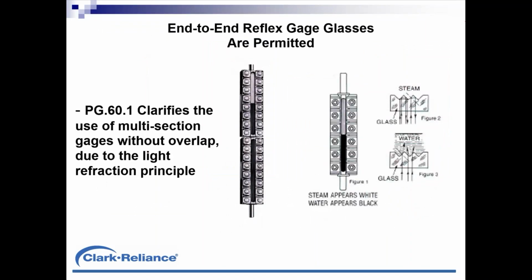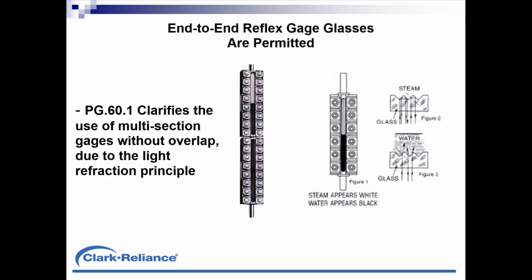ASME defines these as being permissible without overlap. If you look at that image in the center of the screen, you'll see that these two gauges in this particular case, maybe two window sections were required to cover the total amount of range that's required for the application. But you see there's a blind spot between the two sections where one stops and one starts.